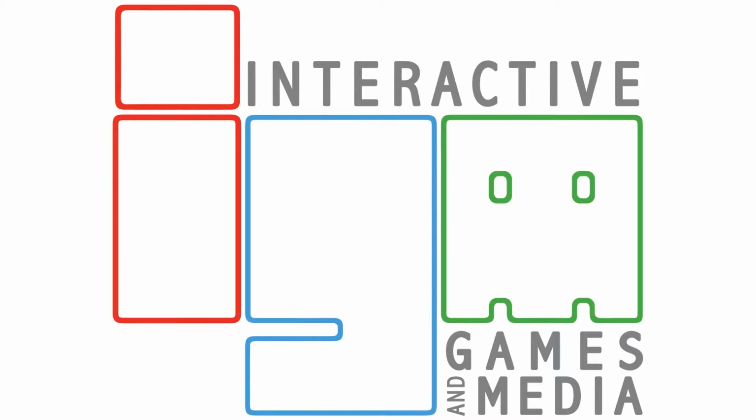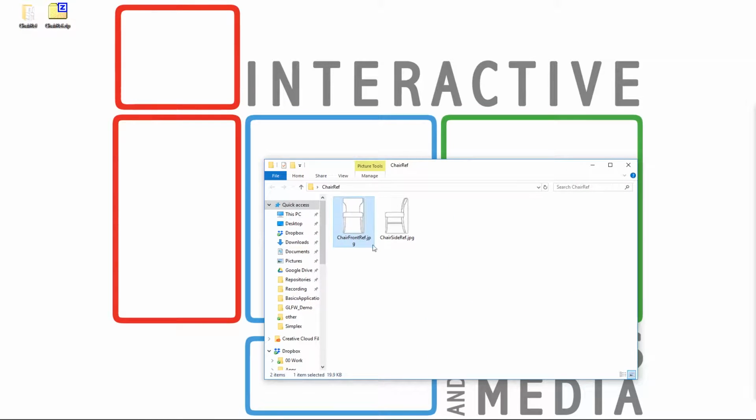Alright, so this is the video recording of the chair assignment for IGME219, and at the time of this recording, this was the first homework assignment for this class. We provided this chair reference, and this is chair front and chair side.